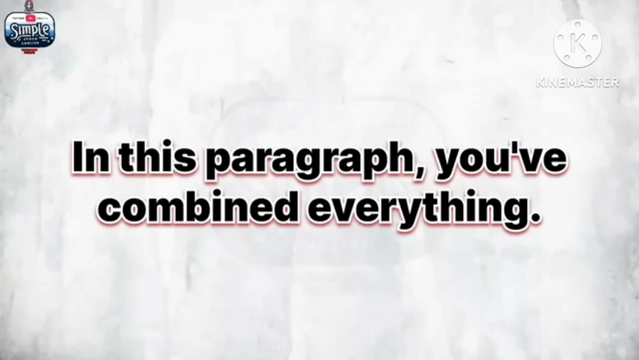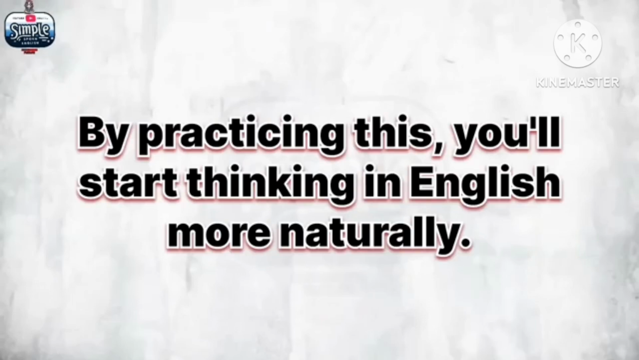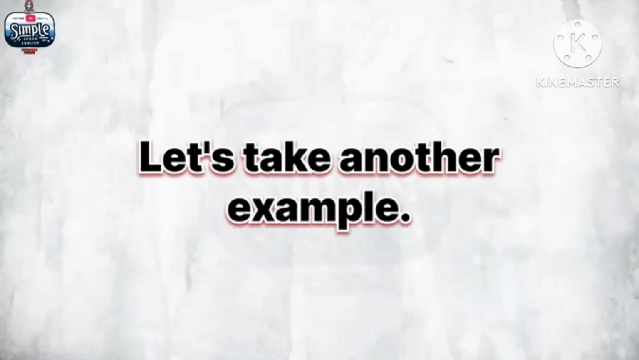In this paragraph, you have combined everything: verbs, walking, speaking, nouns, tourists, mountain, wall, and sentences to create a full description of the scene. By practicing this, you will start thinking in English more naturally, as you would not just be forming short sentences, you will be able to describe things in full detail. Let's take another example.